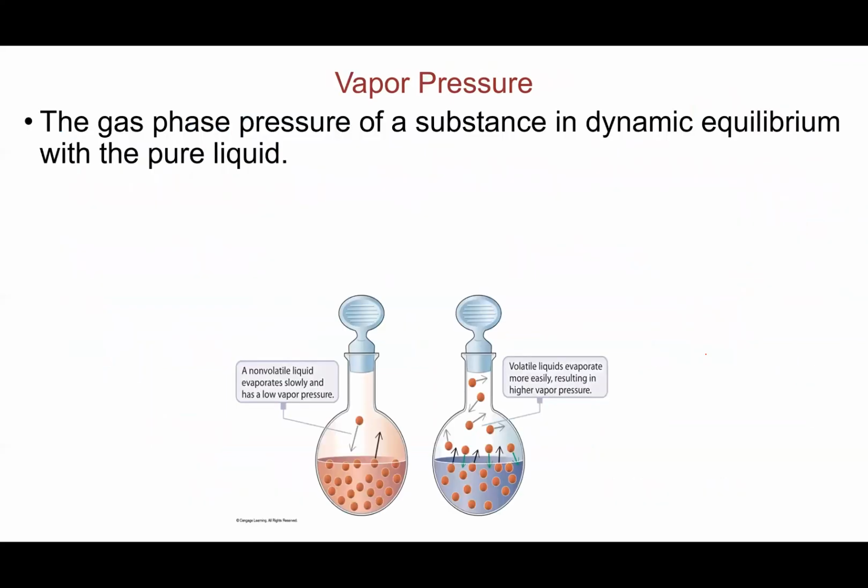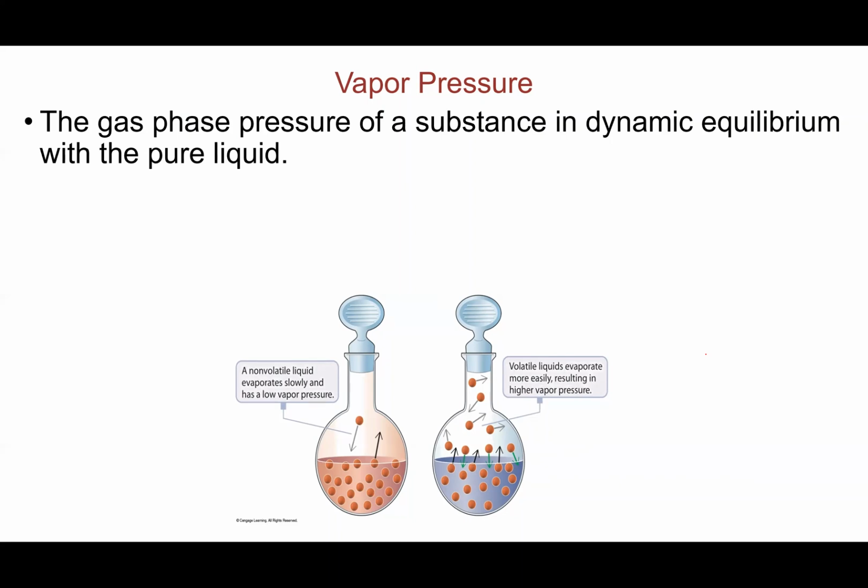So what is the significance of these different types of intermolecular forces and how strong or weak they are? They actually affect the phase of the substance, whether it should exist in gas phase, liquid phase, or solid phase. And the first macroscopic property that it's going to affect is the vapor pressure. Vapor pressure is the gas phase pressure of a substance in dynamic equilibrium with the pure liquid.